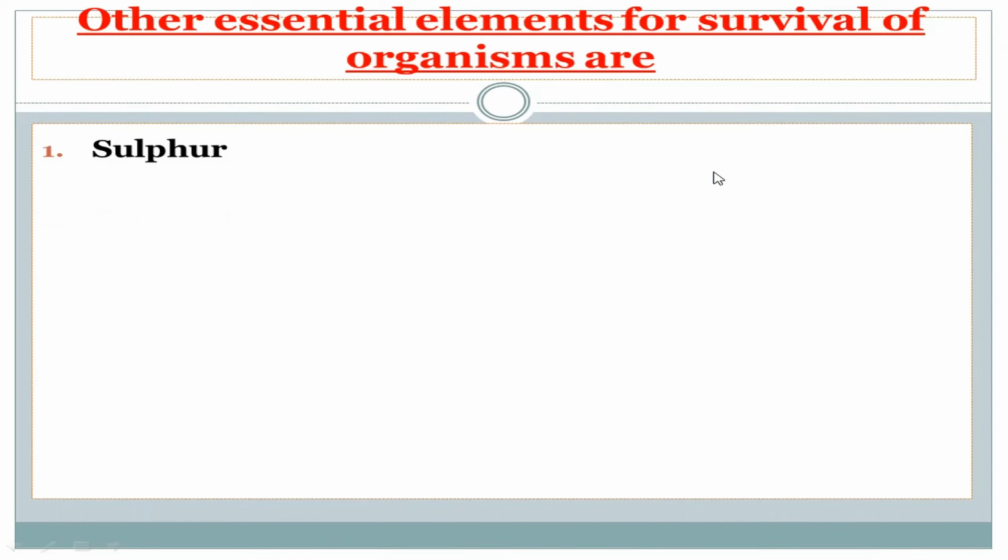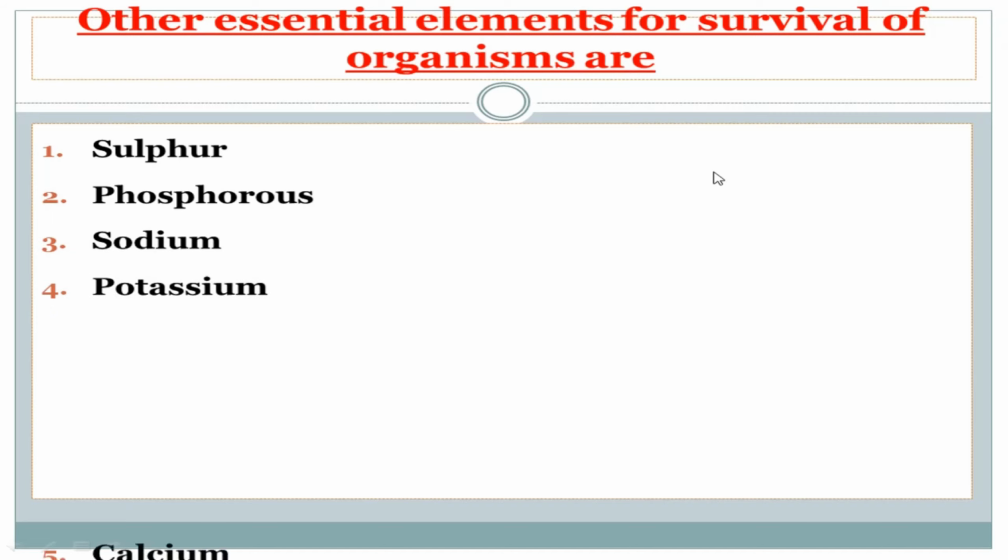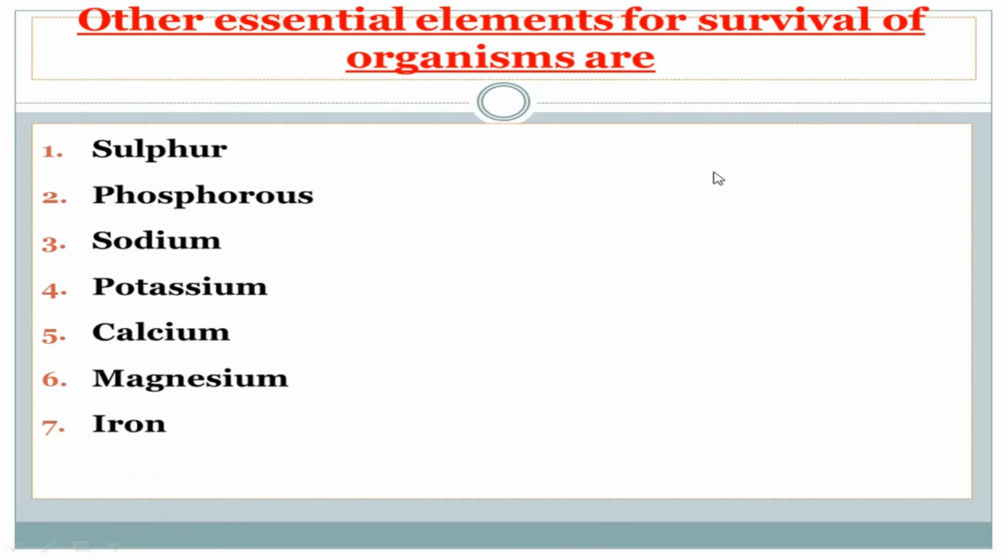First one is sulfur. Sulfur is also contained in the living body. Next one, phosphorus. Next one, sodium, potassium, calcium, magnesium, iron and chlorine are the other elements contained in the living body. Now we have learnt about the other essential elements for survival of organisms.